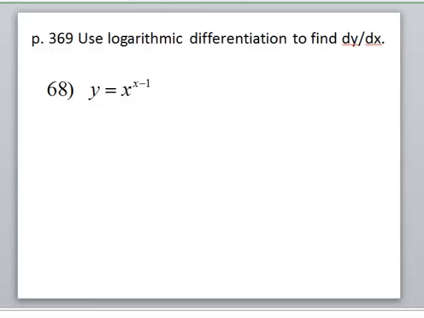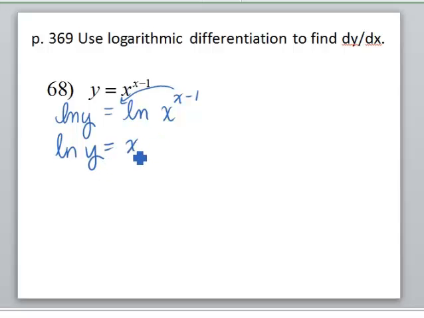So on this problem, I'm going to use logarithmic differentiation to find dy over dx because it's going to make it easier than using an exponential form. So we're just going to take the natural log of each side, and then when we do that, we're able to use the rules of logs and bring out my exponent. So I have x minus 1 times ln x now.